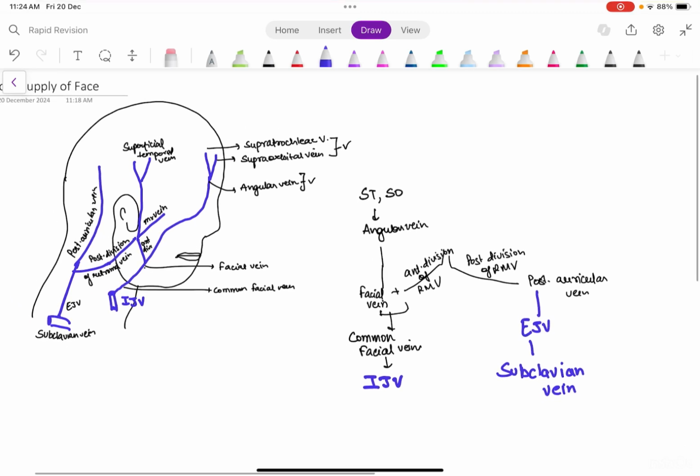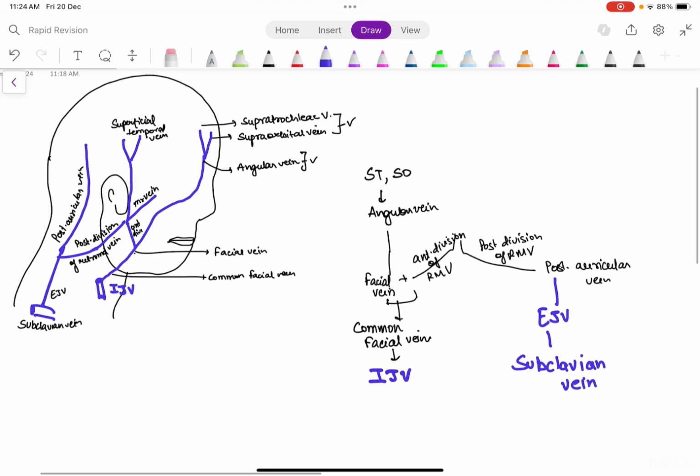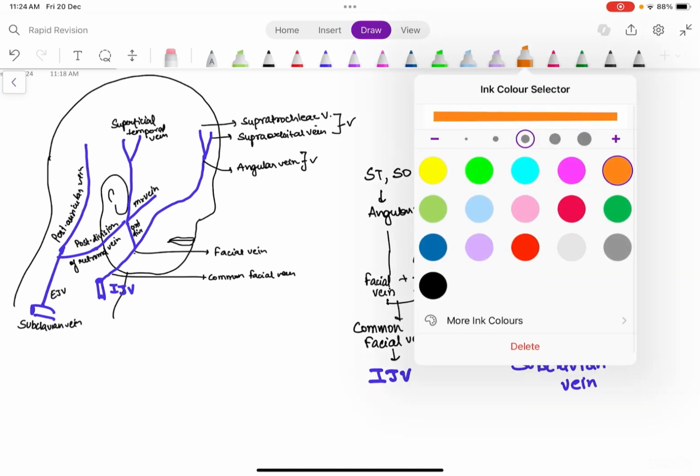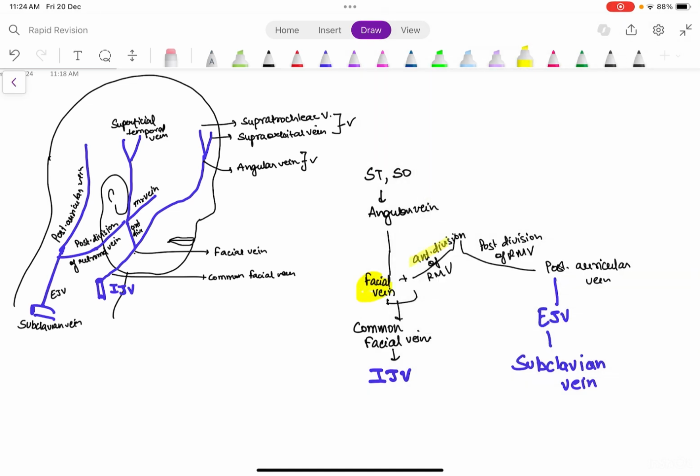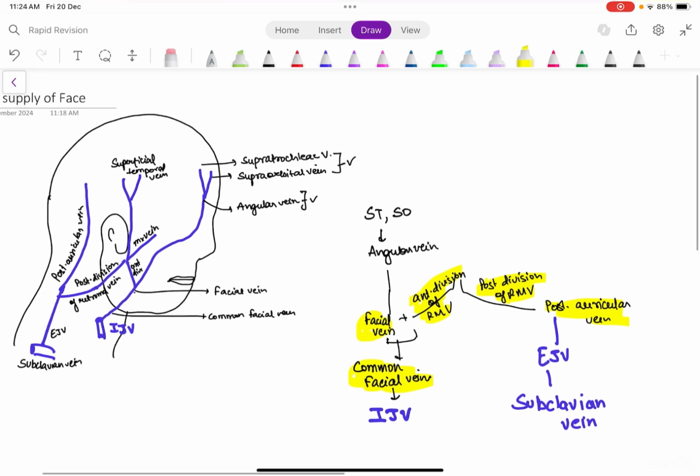So in MCQs, usually question is which is formed by which, like facial vein and anterior division is combining, so you have common facial vein and it is draining into internal jugular. If posterior auricular and posterior division, then you have EGV. So yeah, so this is the venous supply of face.